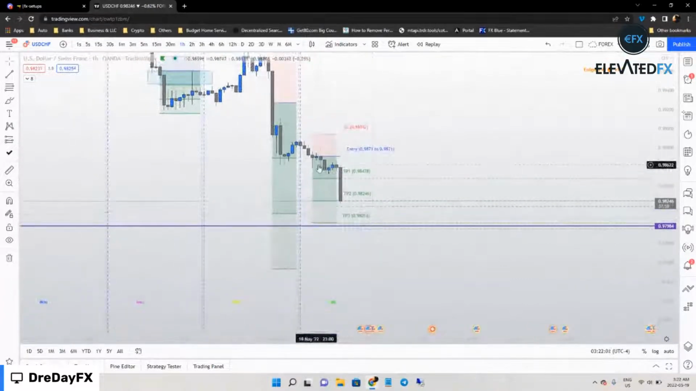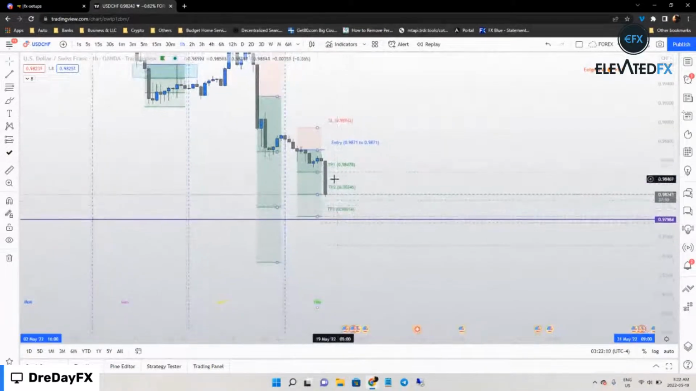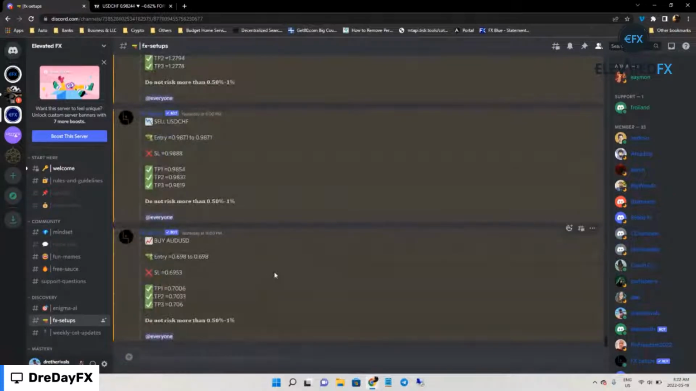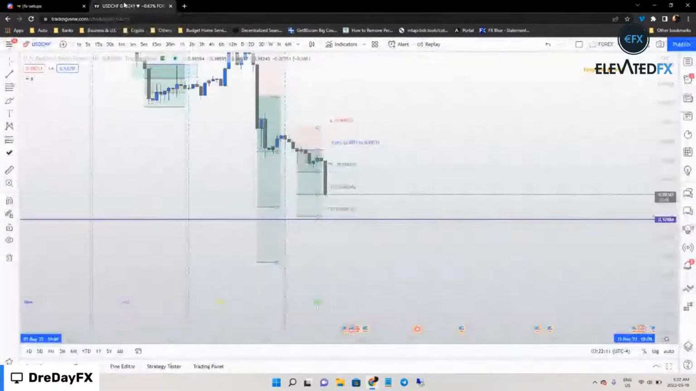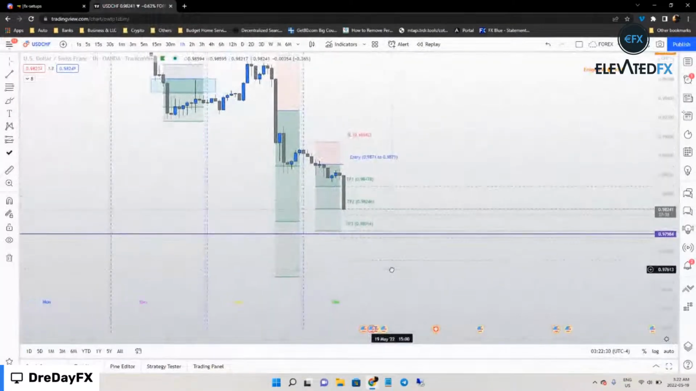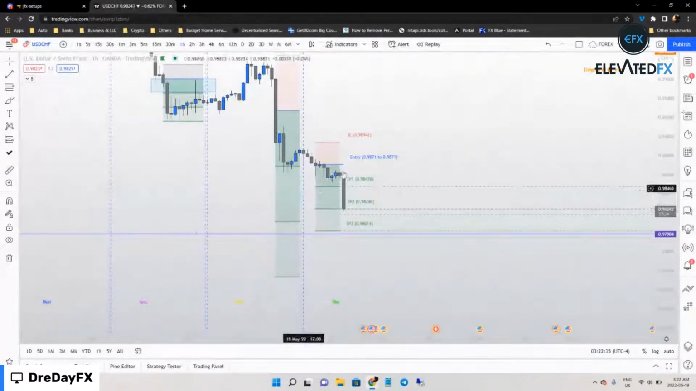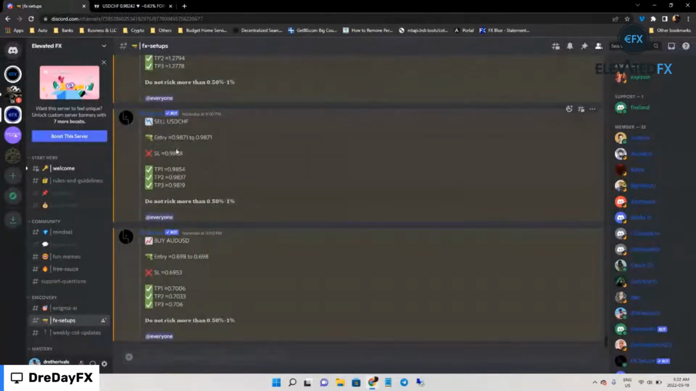Okay. So shout out to everyone that took it when it was called on the call. Right now, you would be in good profit here. You see the entry price and TP zones. And here we have the AUD USD. So you see the pricing at TPs is really the exact same thing that you see here.